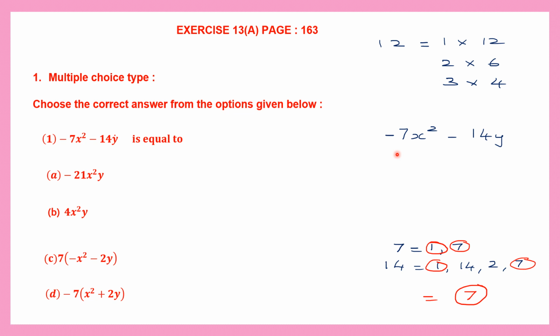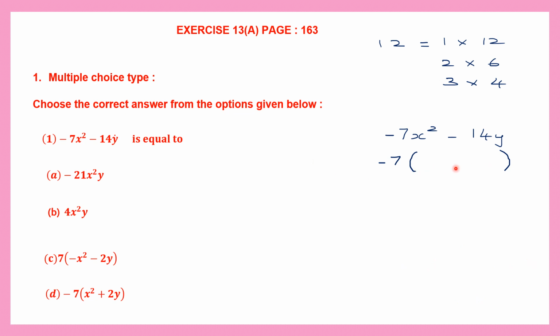So, look at this expression. Now, the common factor of both is 7. And since we have a minus sign, minus 7 is common to both. So what we're going to do is write minus 7 here and put the remaining in brackets. Whatever is left, we're writing it in brackets. So how do we find out what is left?